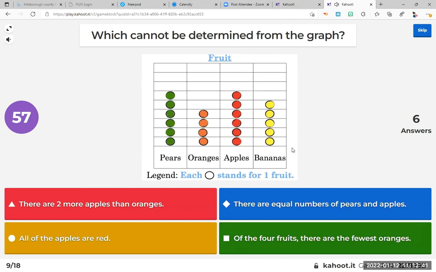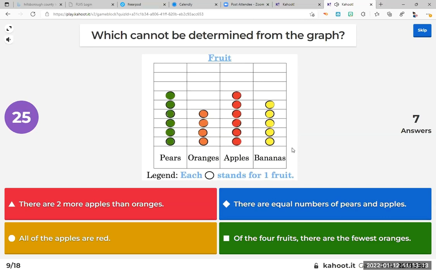Oh, wait, I think I figured it out. Oh, this is tricky. What cannot be determined from the graph? There are 2 more apples than oranges. We can figure that out. There are equal numbers of pears and apples. The data shows that. Of the 4 fruits, the oranges are the fewest. Okay, I can see that.